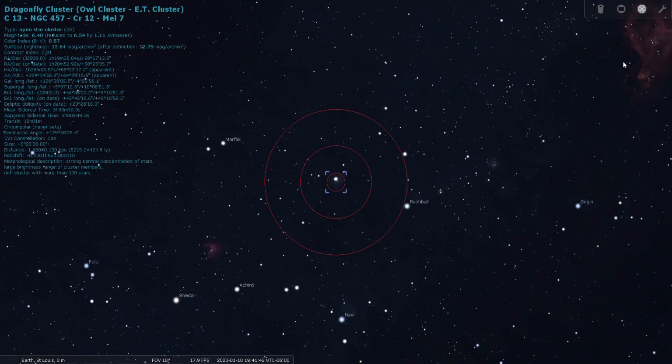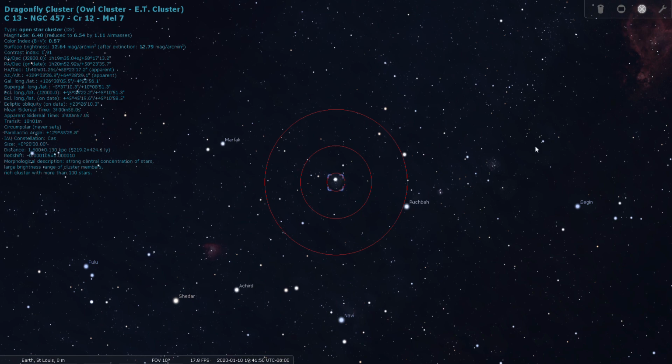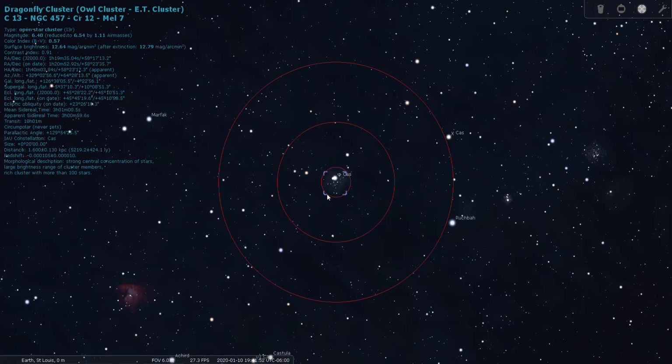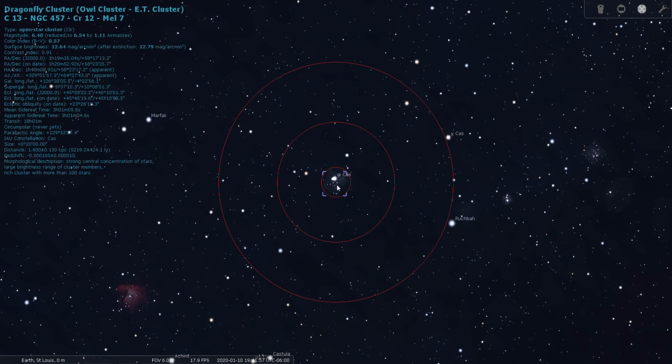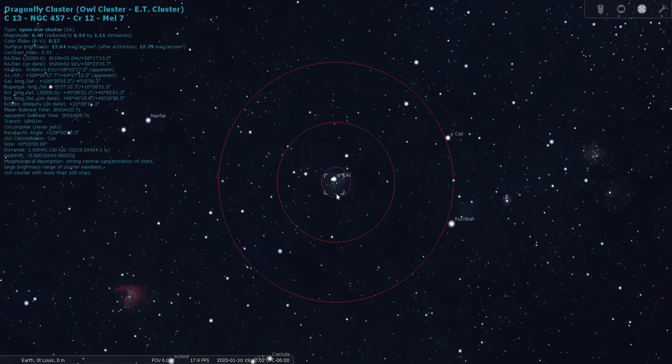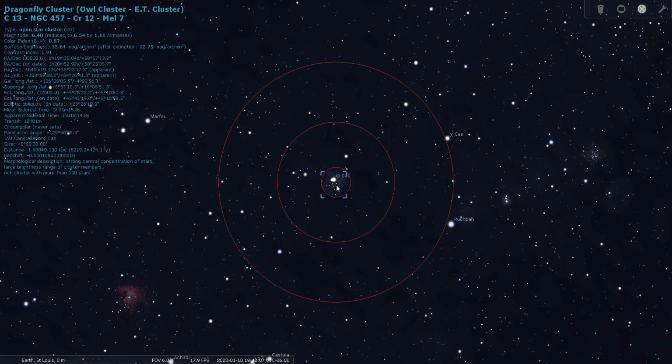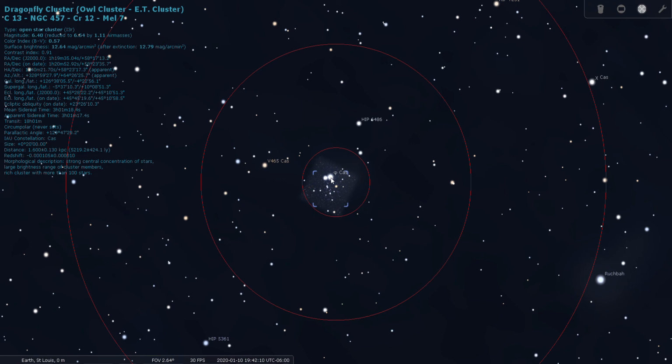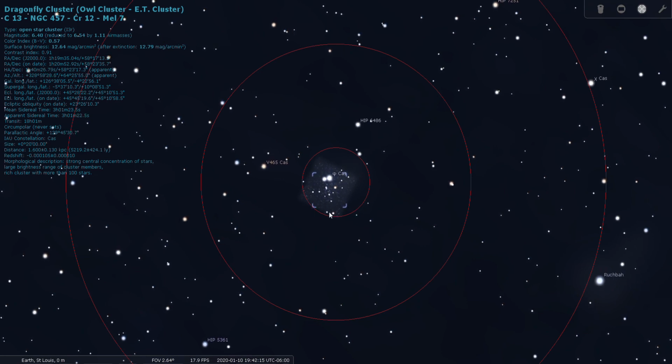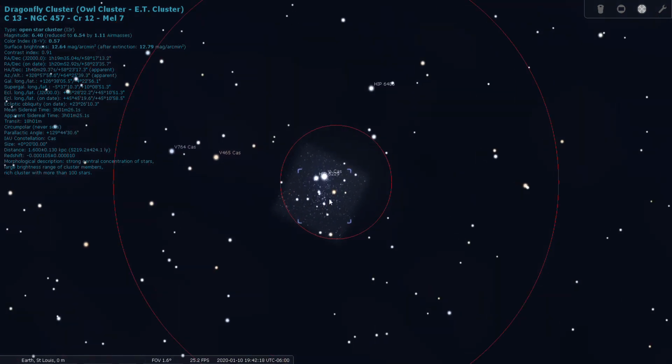So let's have a close-up look at NGC 457 Open Cluster, also known as the ET Cluster. There's the view of it through your finder scope. And at that magnification, you can actually make out the little stick figure asterism that it presents to you. And this time of year, in mid-January, it is actually standing upright. And you can see these two stars here are the eyes. This is the body. These are the arms. These are the feet here of the little ET cluster.